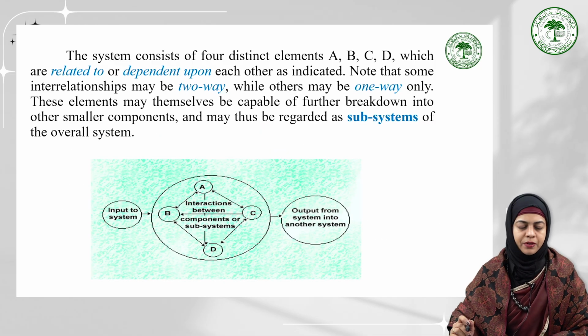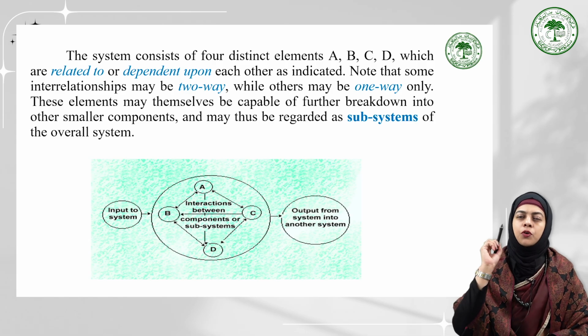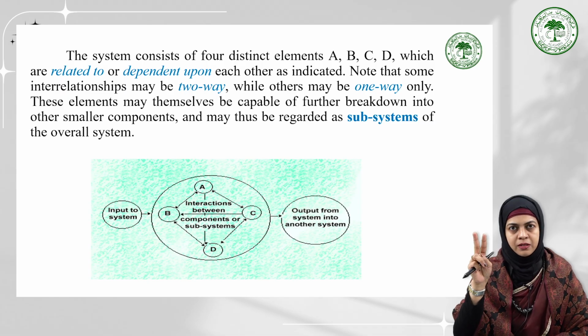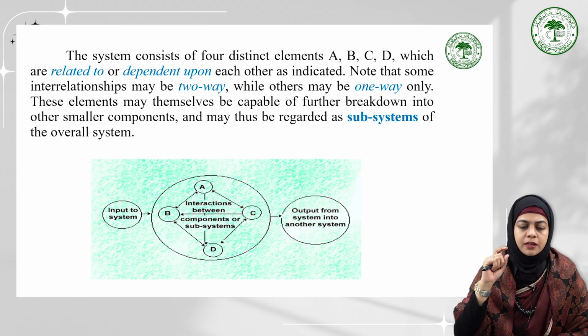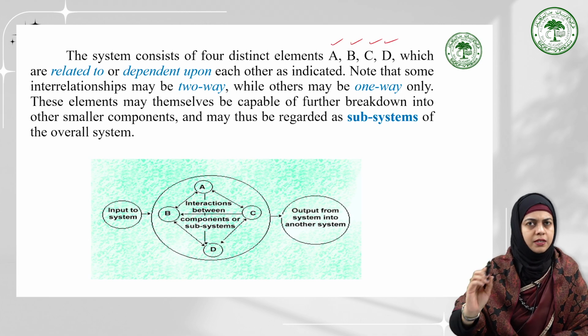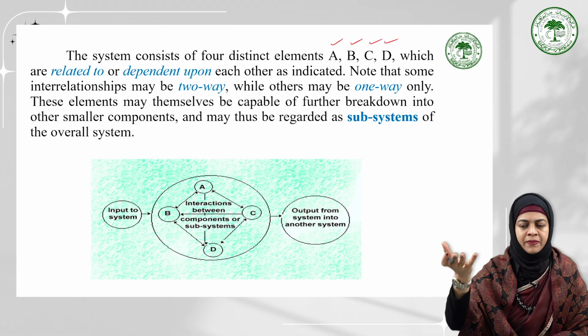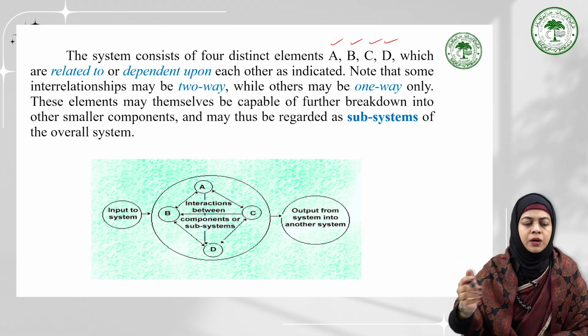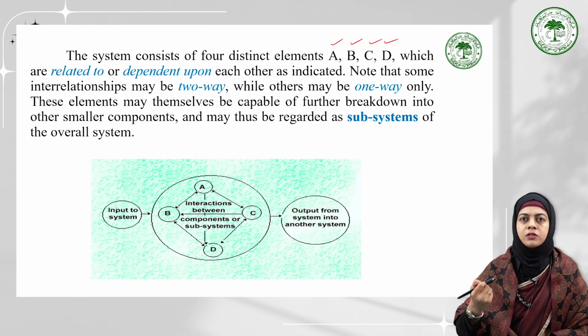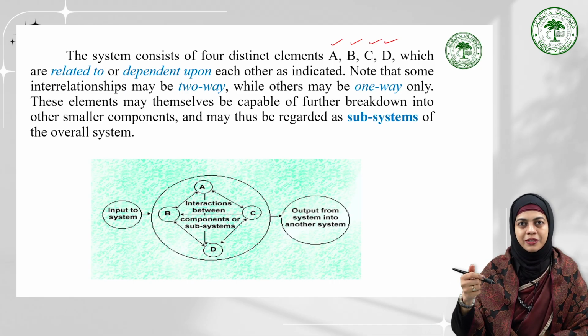Now have a look at this diagram. Remember the common four components of the curriculum: the objectives, the materials, the method, and the evaluation, right? Now the system consists of four distinct elements. For example, I've taken elements A, B, C, and D. It could be the objectives, the content, the methods, and the evaluation. How are they related and dependent on one another? Note that when we talk about the relationship, this is the systemic thinking that we're talking about.